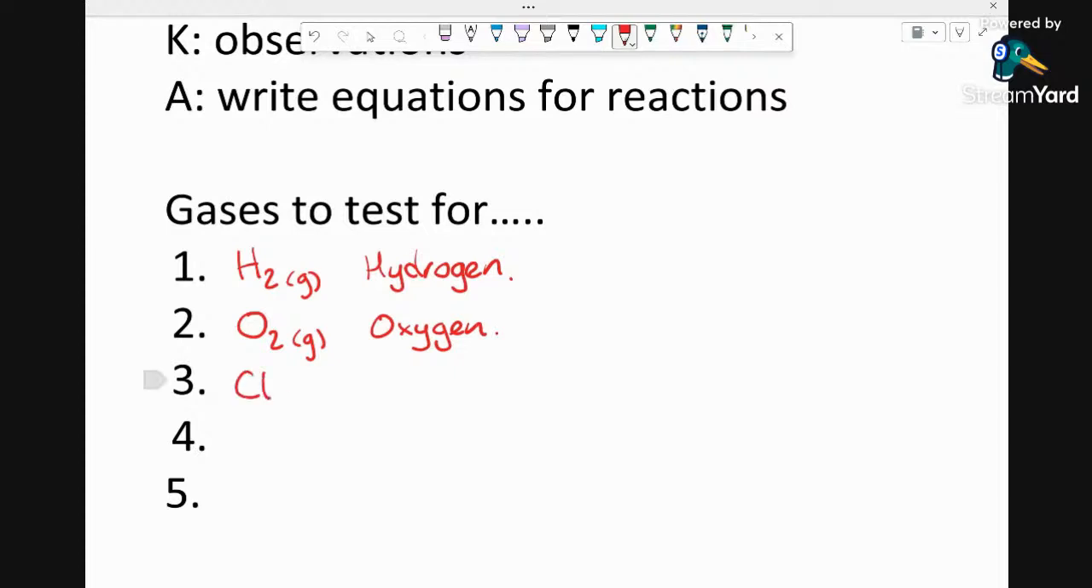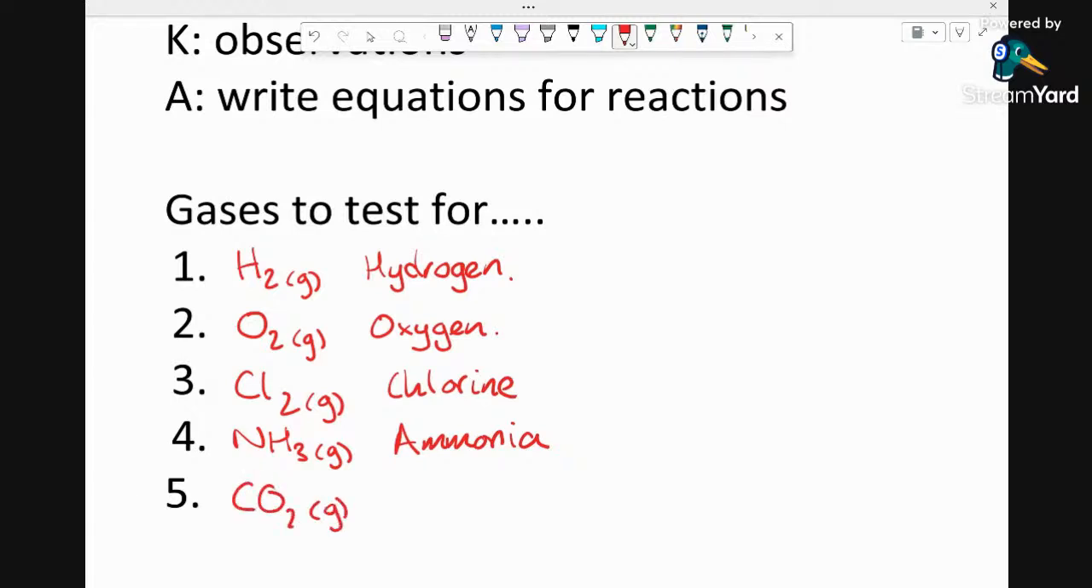The next one is we need to know chlorine gas. Chlorine, gotta love chlorine. The next one is ammonia, NH3 gas. Notice ammonia, not ammonium. Ammonium is its ion, which we'll be seeing in the cation testing. But this is ammonia gas. Last one. Any ideas, folks? So we've got chlorine. Which one are we missing? Carbon dioxide, CO2 gas.